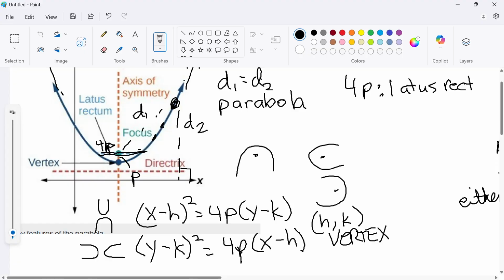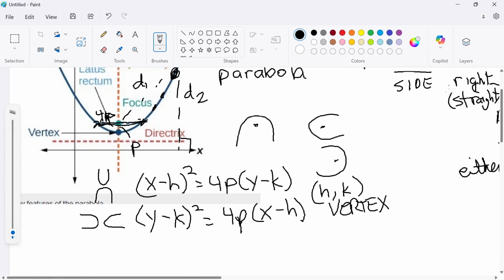Latus means side, and rectum, these are Latin words, it means right or straight. So it's a straight side. It's a straight line that gives the diameter of the parabola. It's the distance from one side of the parabola to the other side of the parabola through the focus. So those are the features.